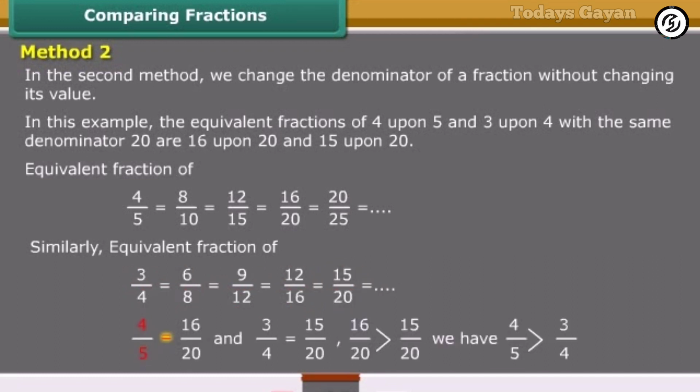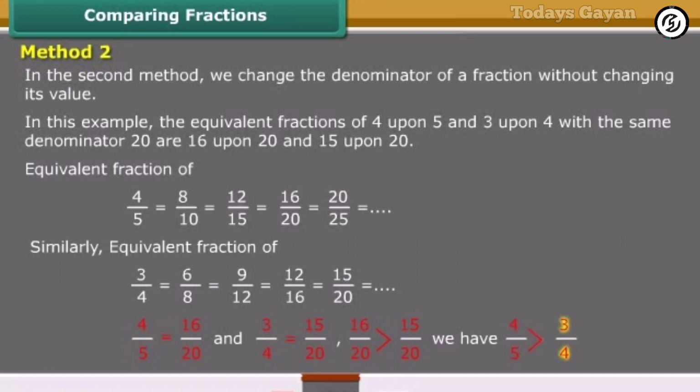4/5 is equal to 16/20, and 3/4 is equal to 15/20. 16/20 is greater than 15/20. So we have 4/5, which is greater than 3/4.